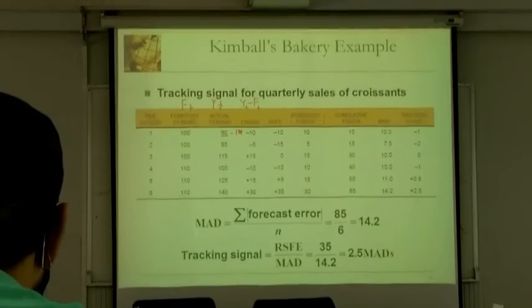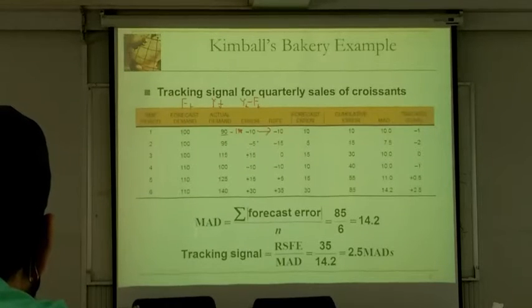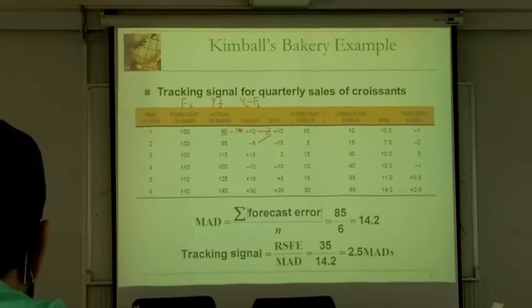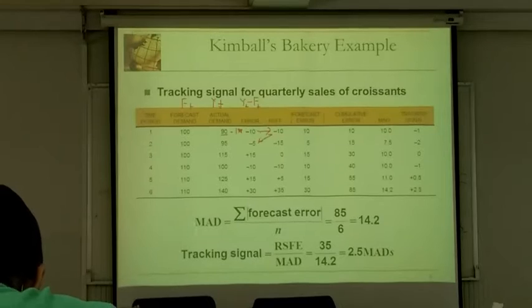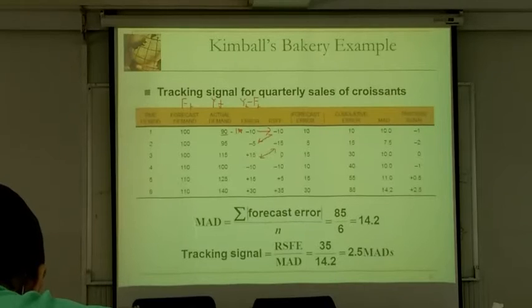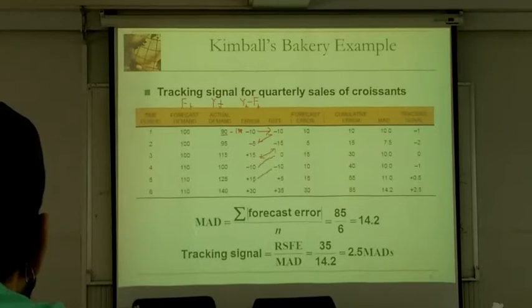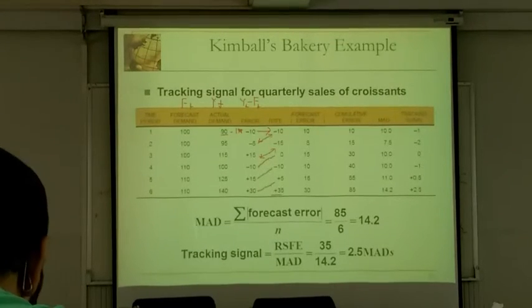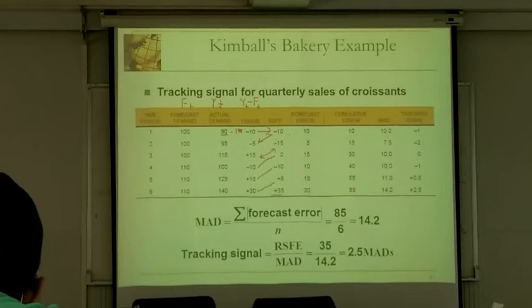Then this RSFE you can treat as a cumulative error. So first one is always going to be minus 10. Then this one you add to each other. So minus 10 plus minus 5, you got minus 15. Minus 15 plus 15, you got 0. 0 plus minus 10, minus 10. 15 plus minus 10 is 5. 5 plus 30, that's 35. That's RSFE. The sign does matter, so make sure you keep the sign.